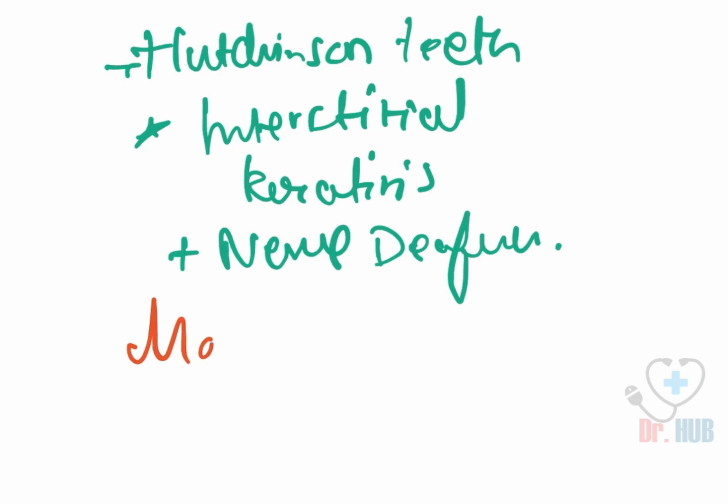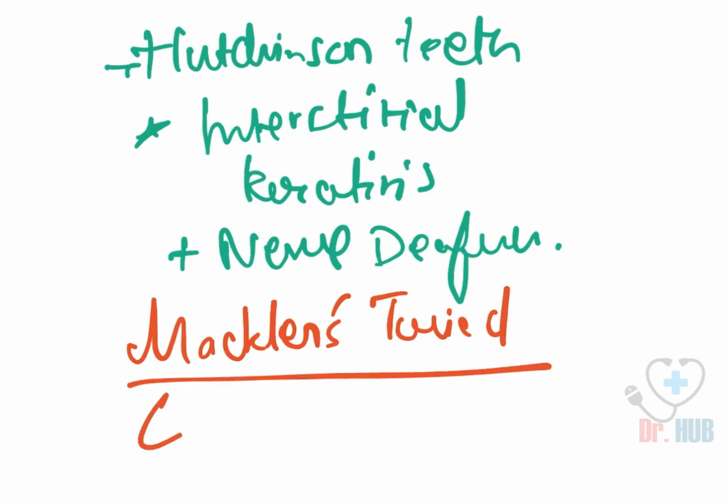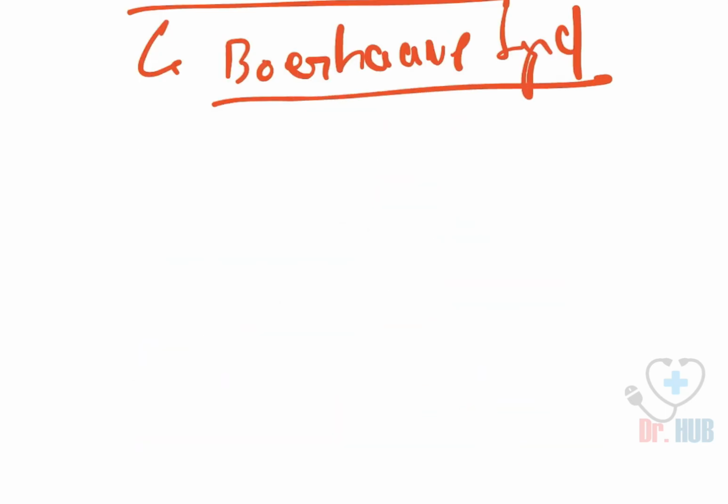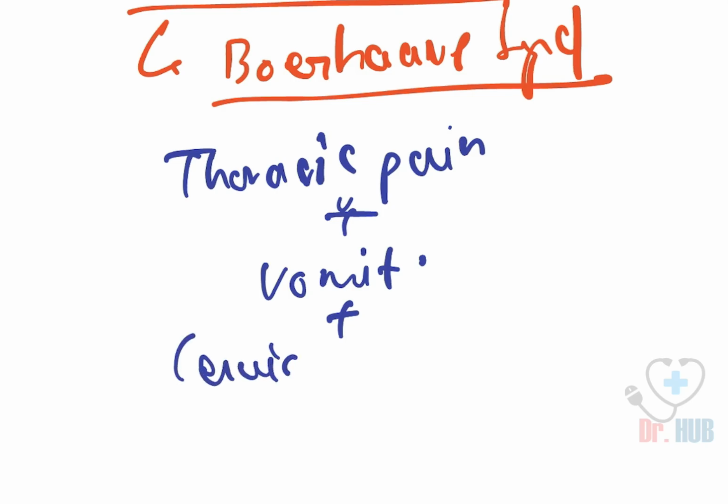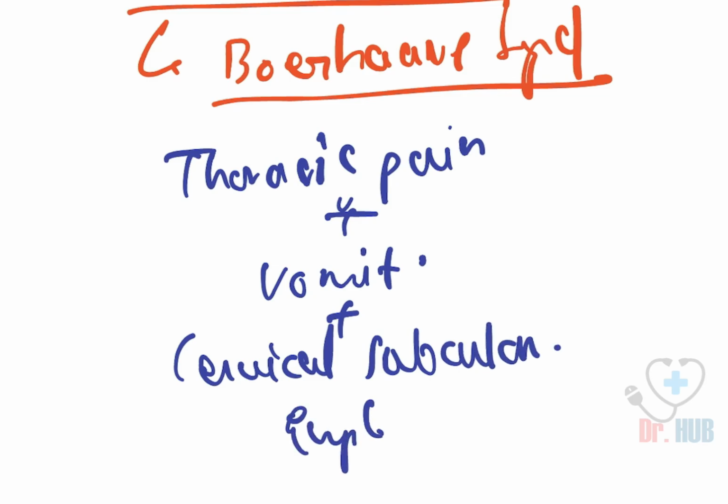Next, there is the Mackler's triad. So this Mackler's triad is nothing but Boerhaave syndrome. And the features it includes are thoracic pain, then there is also vomiting, and there is cervical subcutaneous emphysema.